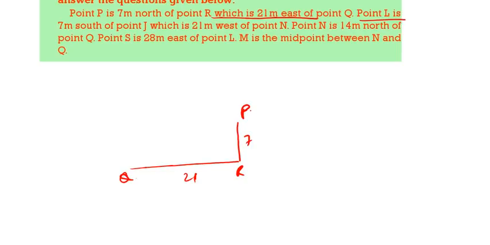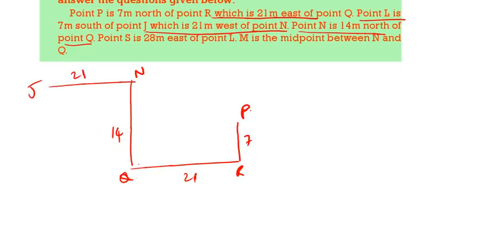Then see the next one. N is 14 meters to the north of Q. So here we will get N. J is 21 meters to the west of N. Here we will get J. L is 7 meters to the south of J. So here we will get L.